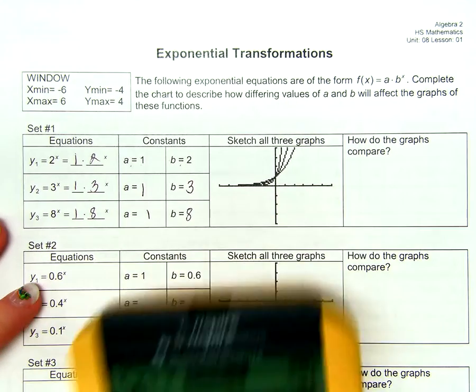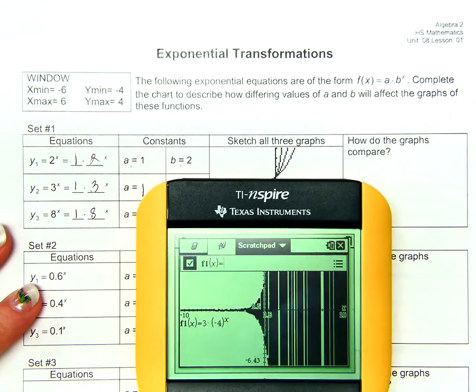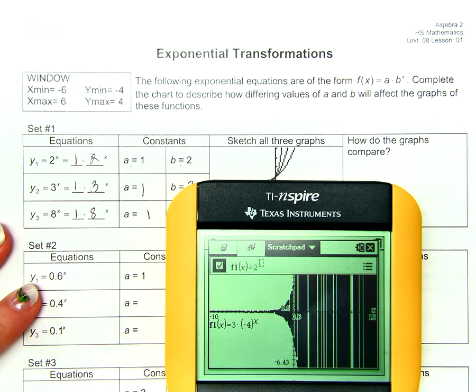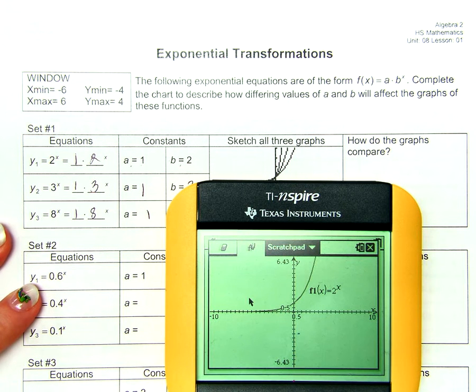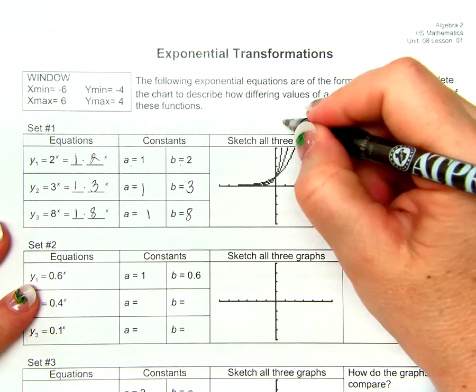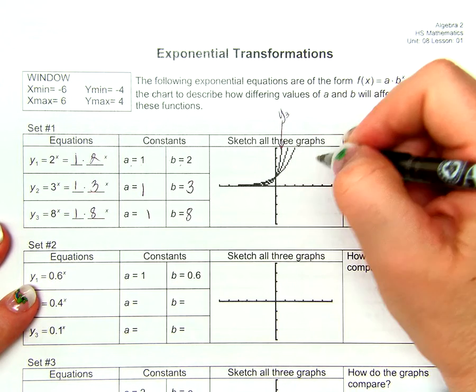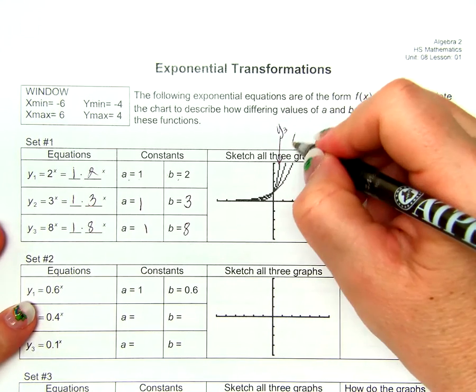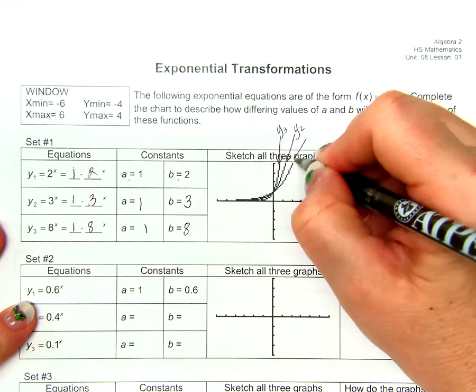Yeah. See, look. Still there. Okay, so we have 2 raised to the x power. And it looks like that. And then we have 3 raised to the x power. Watch it, because it's going to graph next. And then we have 8 raised to the x power. And that's next. So this one right here is y sub 3, isn't it? And this one right here is y sub 2, and this one right here is y sub 1.